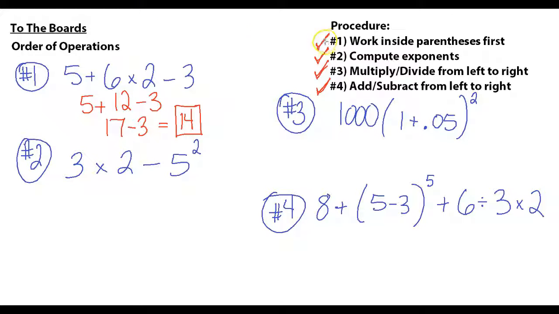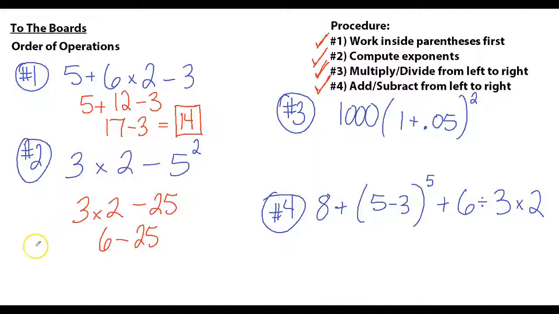Excellent. Let's try number 2. Again, we're going to follow the same steps. Let's clear those out. Step number 1, work inside the parenthesis first. We don't have parenthesis. Compute exponents. We do have exponents here, 5 squared. So I'm going to get 3 times 2 minus 5 squared is 25. Now we're going to multiply and divide from left to right. There's a 3 times 2 here, so I get 6 minus 25.